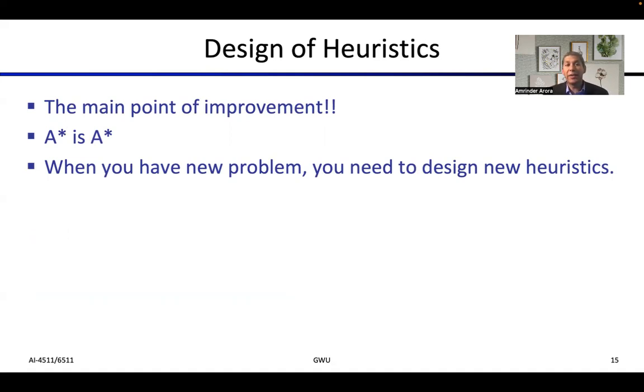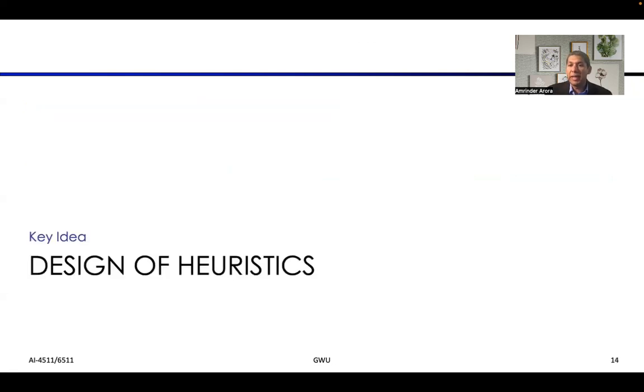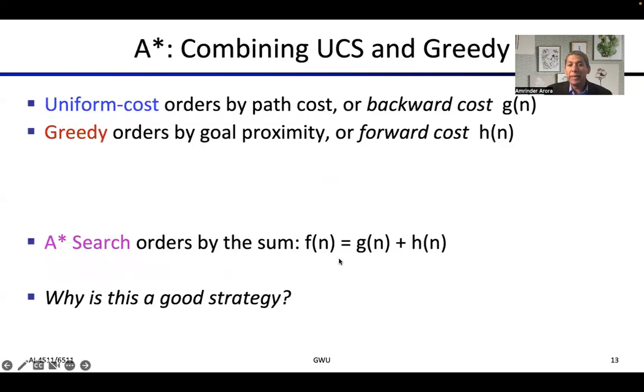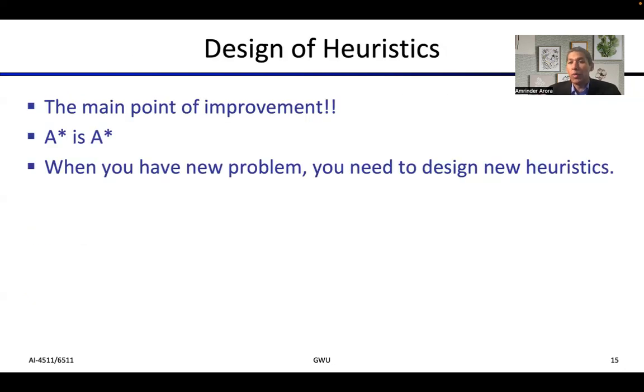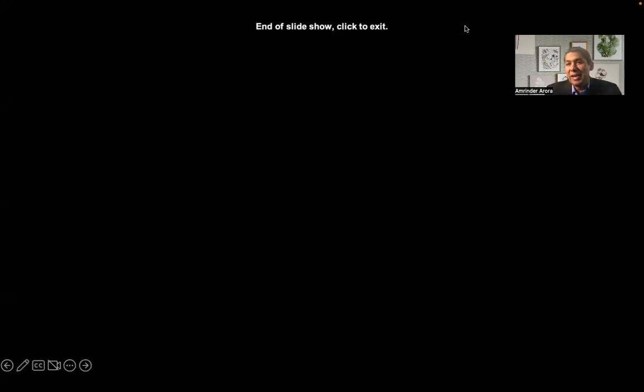But the key idea here is that A-star is A-star, a little pun on the A-star grade. So A-star is a very good algorithm. But when we have a new problem, you need to design new heuristics, because the A-star algorithm simply orders by the sum f(n) = g(n) + h(n). The h(n) are the heuristics, the heuristics that we studied, which the greedy algorithm uses. That's what we have to come up with, and that's what we'll be studying more later on. But that's the key idea here, the A-star. And we will study the heuristics in another lecture.